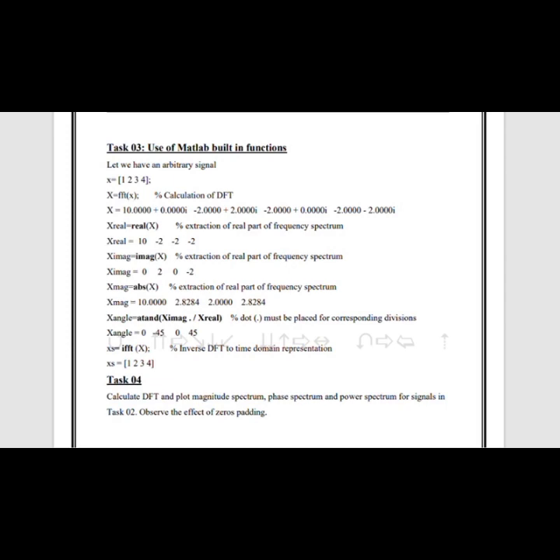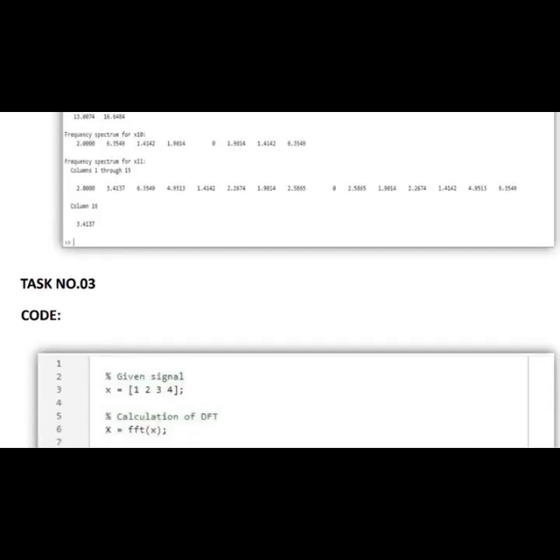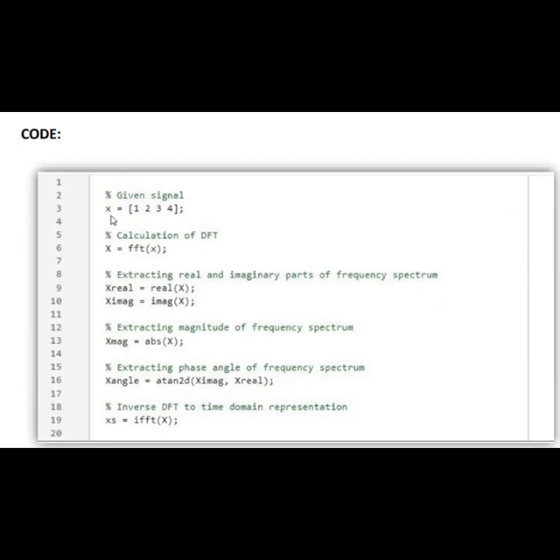And in task 3, use of MATLAB built-in functions. Let we have an arbitrary signal x1, and x is equal to FFT of x, this is the value. Now put this function in MATLAB. So the given signal is x equal to 1, 2, 3 and 4. Calculate the discrete Fourier transform.